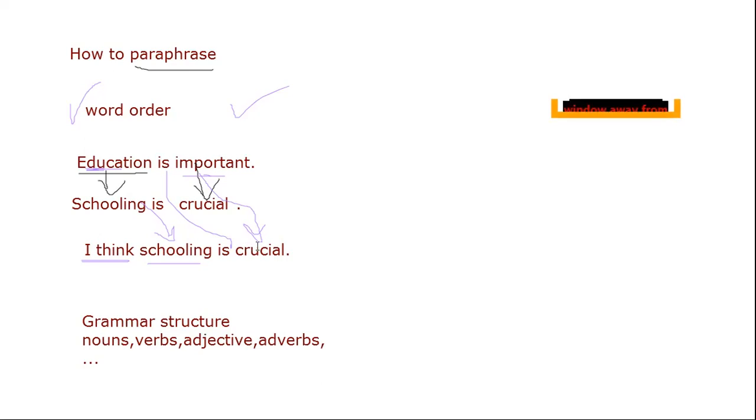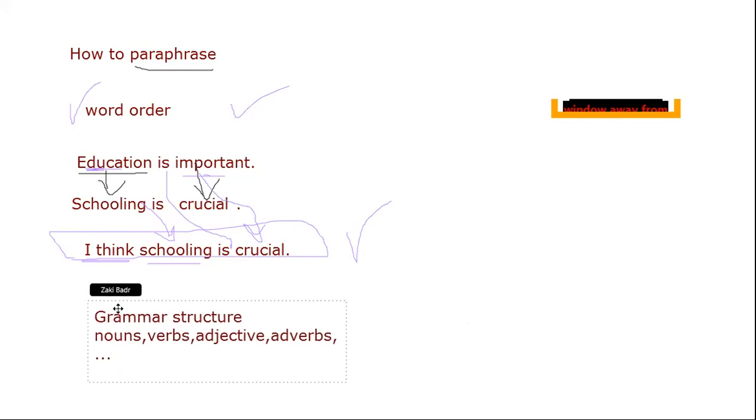So I think schooling is crucial. Schooling is a noun, think is a verb, crucial is an adjective. So if you have done this, that's okay. That's pretty good, no problem. But sometimes you have to change the noun to make it a verb, or the verb to make it a noun. Schooling is crucial. So the third thing you have to think about is grammar structure.